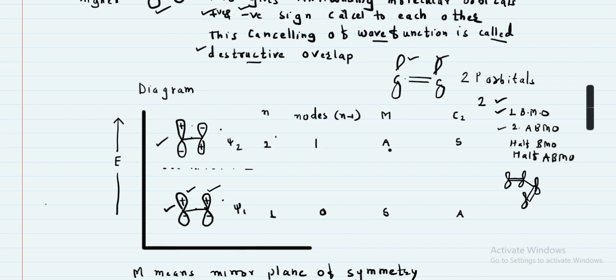In such cases 4 p orbitals are present. Therefore in such cases two bonding molecular orbitals and two anti-bonding molecular orbitals can be produced. Okay, half should be bonding molecular orbitals and half should be anti-bonding molecular orbitals.